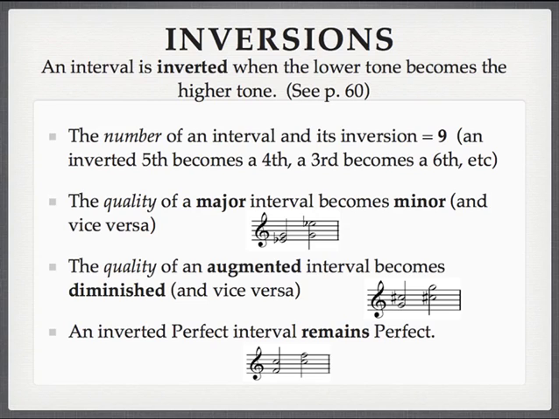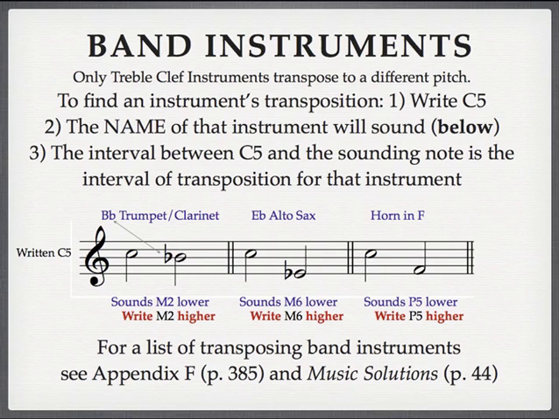If you invert an interval, that is, by taking the bottom note and making it the top note, you change both the number and the quality of the interval. The number of an interval and its inversion will always equal 9. A fifth becomes a fourth, etc. The quality of an interval will change when it's inverted. A major interval becomes minor and vice versa. An augmented interval becomes diminished and vice versa. But a perfect interval will remain perfect.